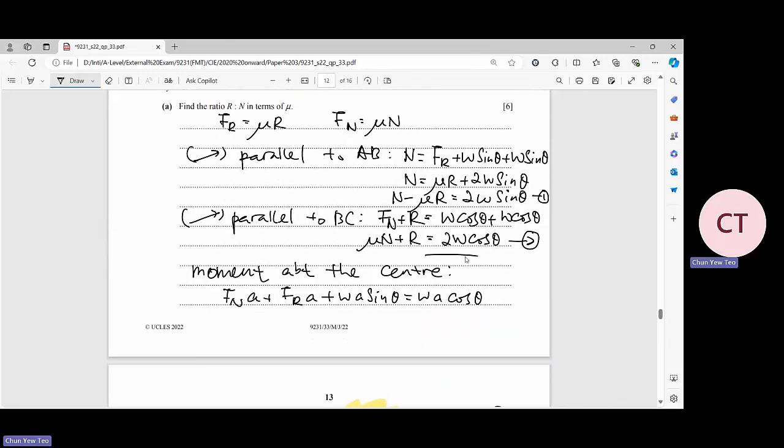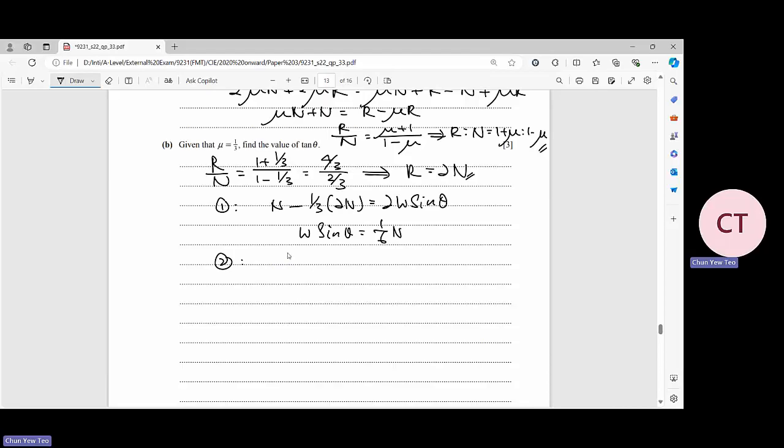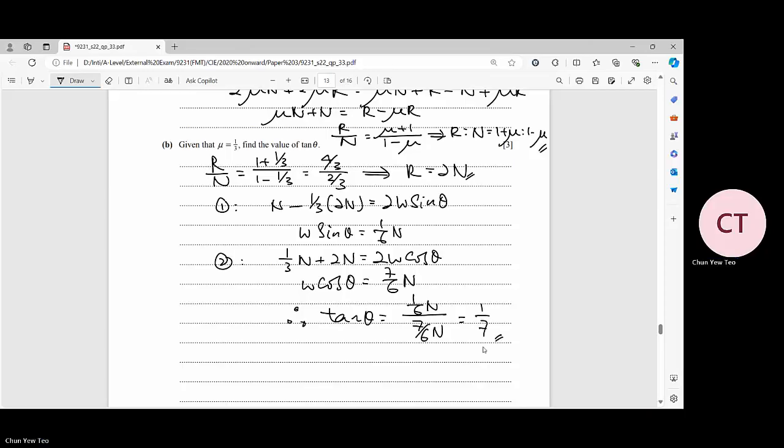Okay, then from equation number 2, which is over here, mu N plus R is equal to 2W cos theta. Then you get W cos theta is equal to 7 over 6 N. Okay, so therefore tangent theta is 1 over 6N divided by 7 over 6N. Then you get this as 1 over 7. Just like that, that will be the answer for part B.